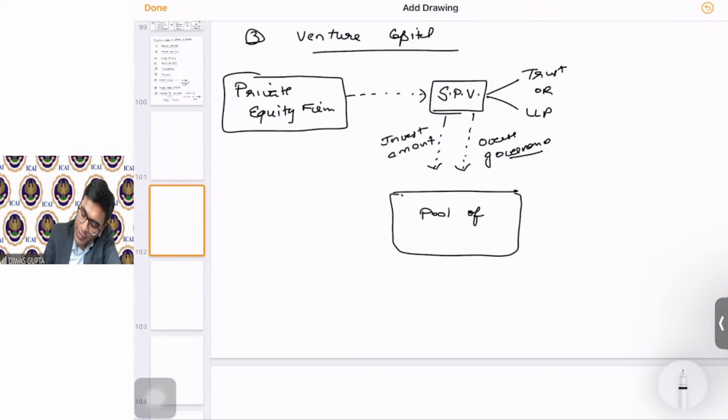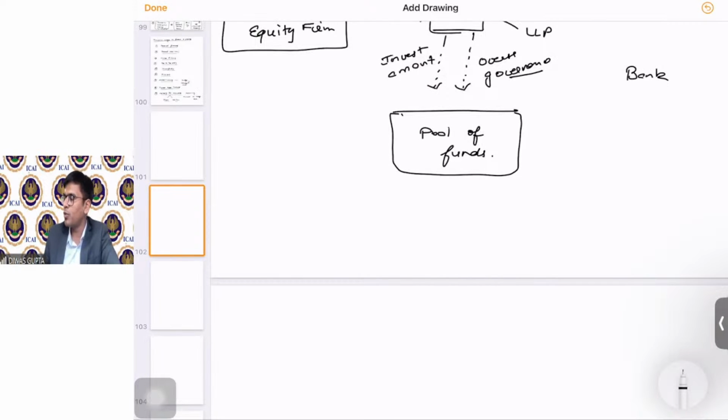Pool of funds, right? So some amount will be contributed by private equity through SPV in a pool of funds, and this pool of funds will be managed by SPV. Now there are other people also who will be invited to invest, or let's say put some amount in such pool of funds, which are banks, financial institutions, pension funds.